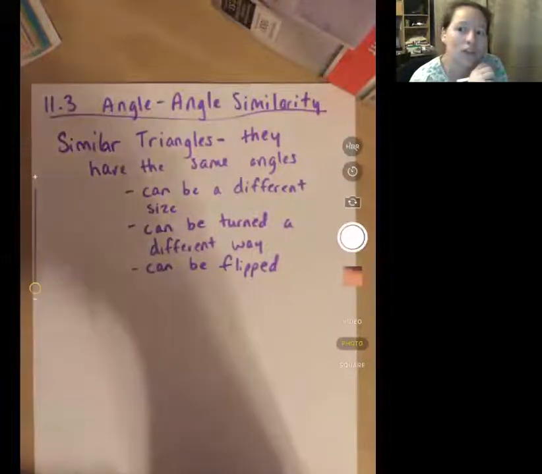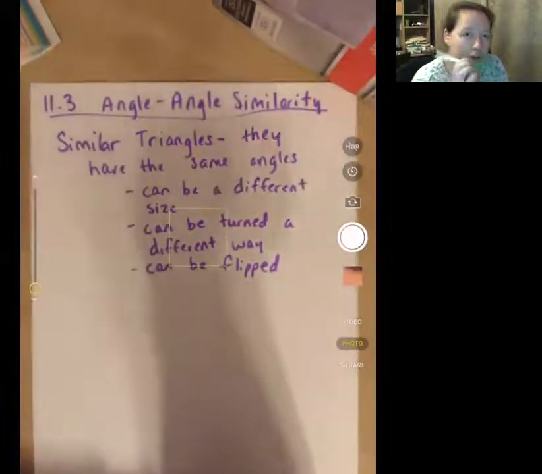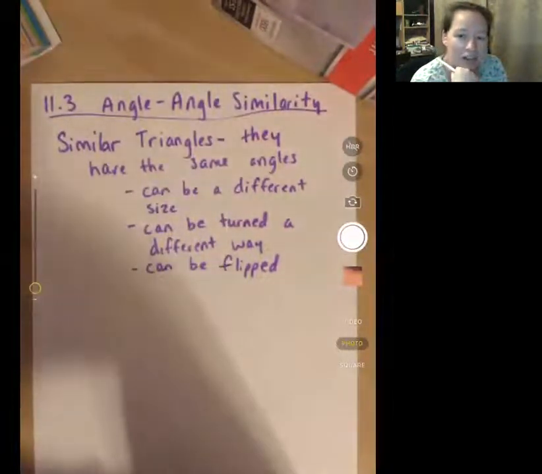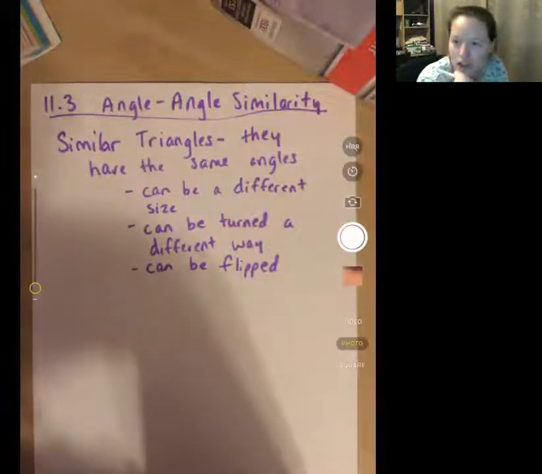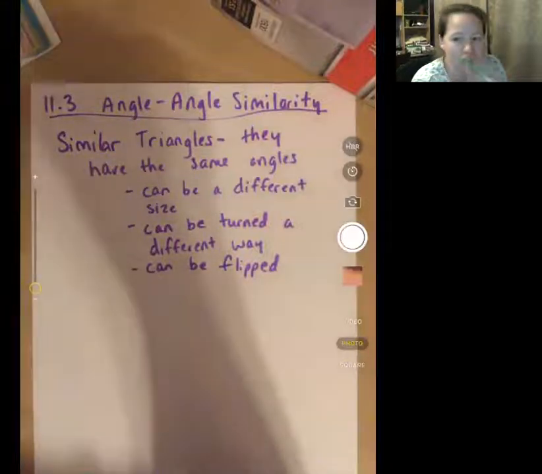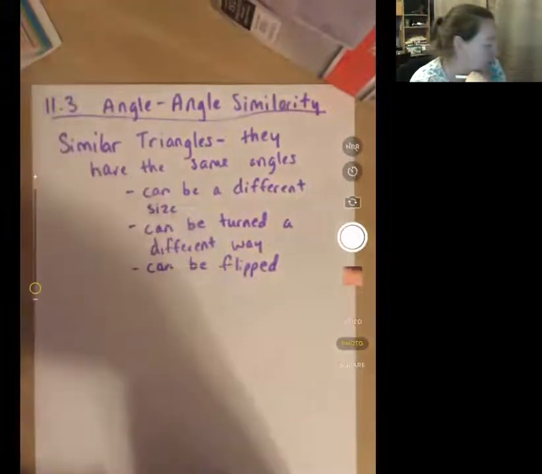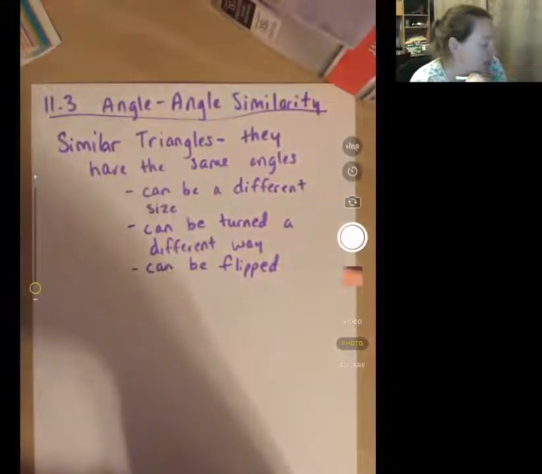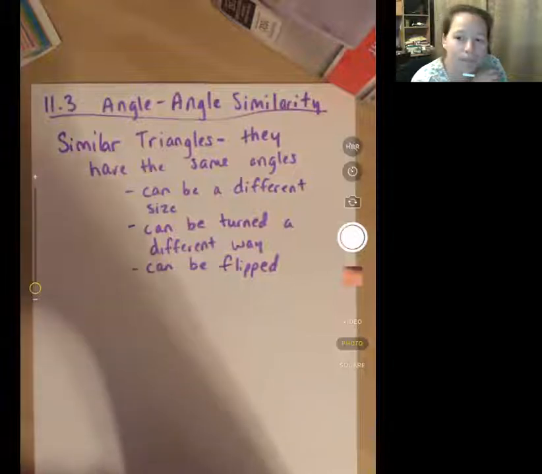So first off, they have the same angles. That's how you determine if it's a similar triangle. We'll get to it in the book. They have an entire section on that one. Then if we are looking for missing measurements.